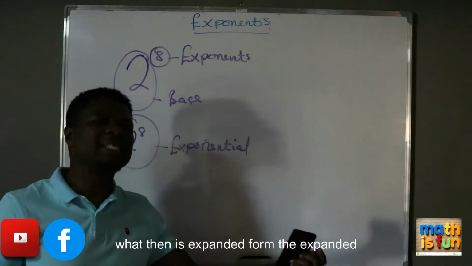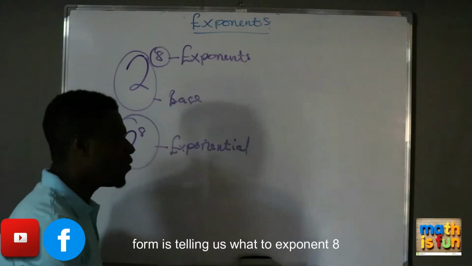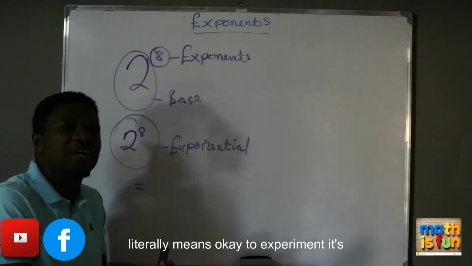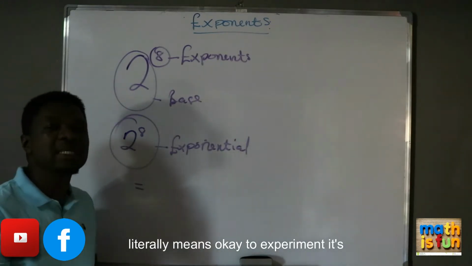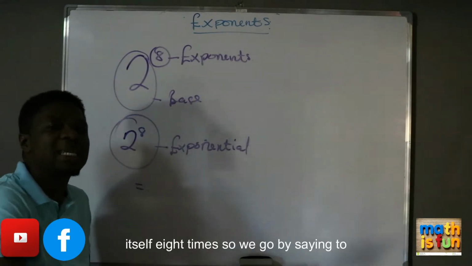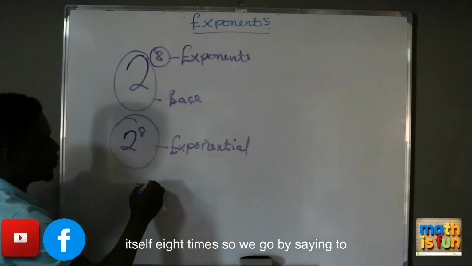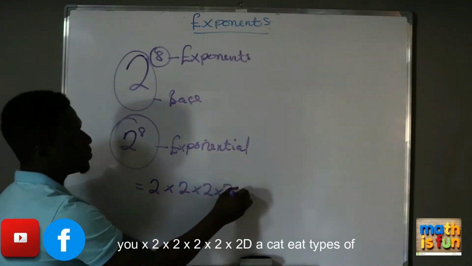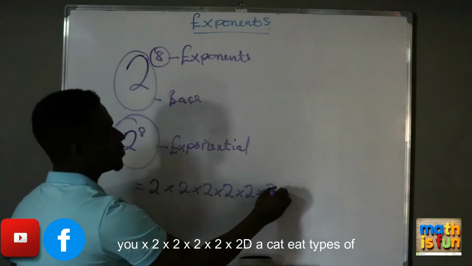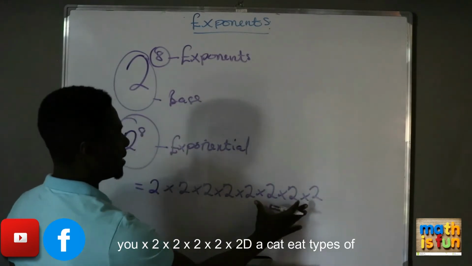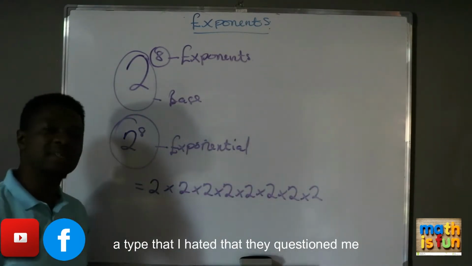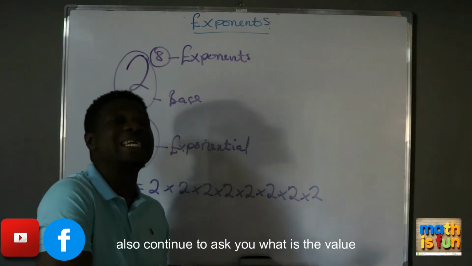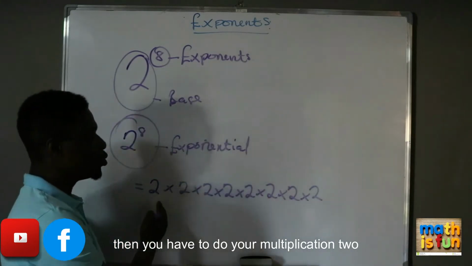Then what is expanded form? The expanded form is telling us what 2 exponent 8 literally means. 2 exponent 8 literally means that 2 is multiplying itself 8 times. So we go by saying 2 times 2 times 2 times 2 times 2 times 2 times 2 times 2. There are times that the question may also continue to ask you what is the value. Then you have to do your multiplication.